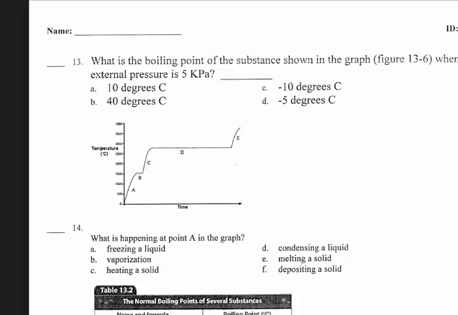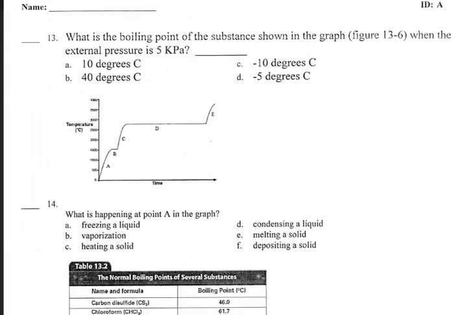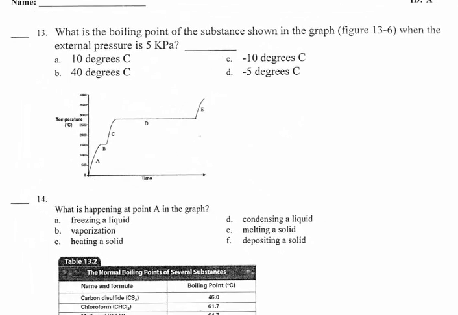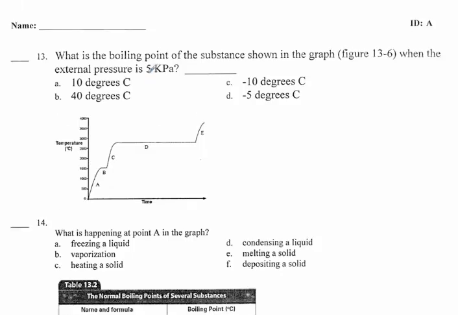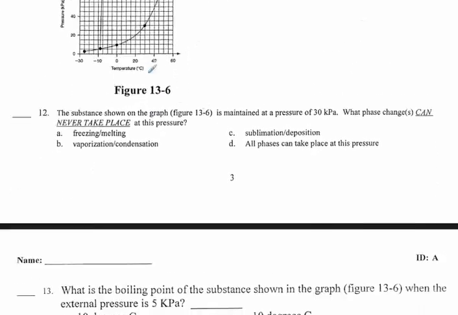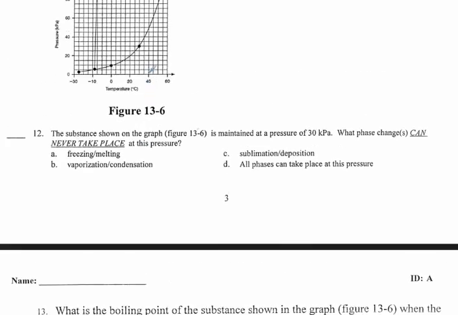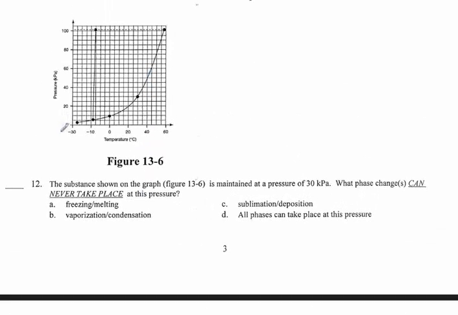Okay, come on back here. What is the boiling point of the substance shown in the graph when the external pressure is 5 kPa? Uh-oh, we got to go back to the picture. Same picture, I hope? Yeah. So at 5 kPa, it's way down here, that's very close to the triple point. The boiling point is going to be really cold at 5 kPa.